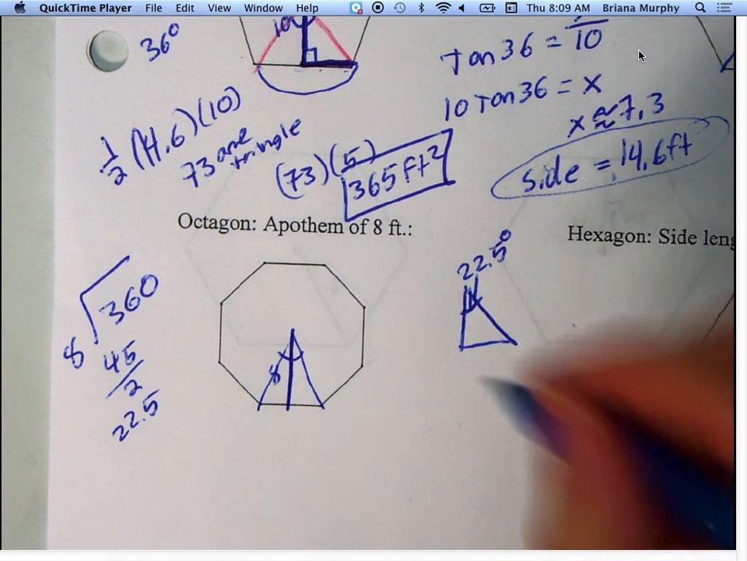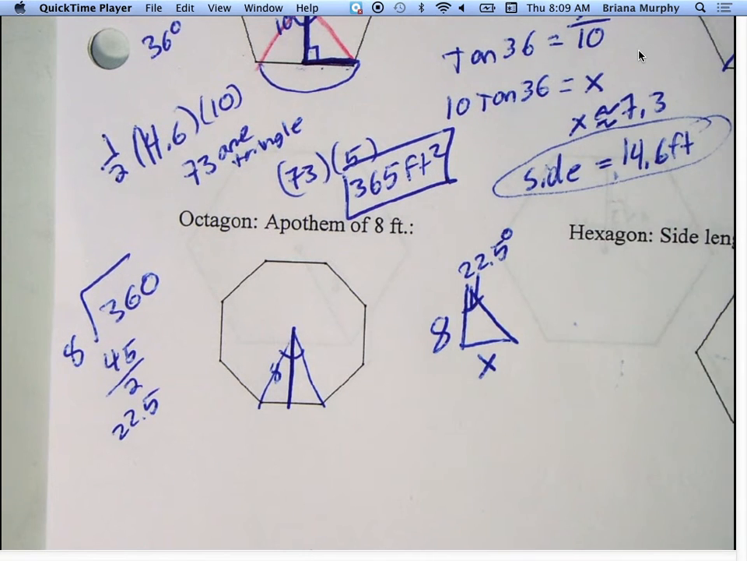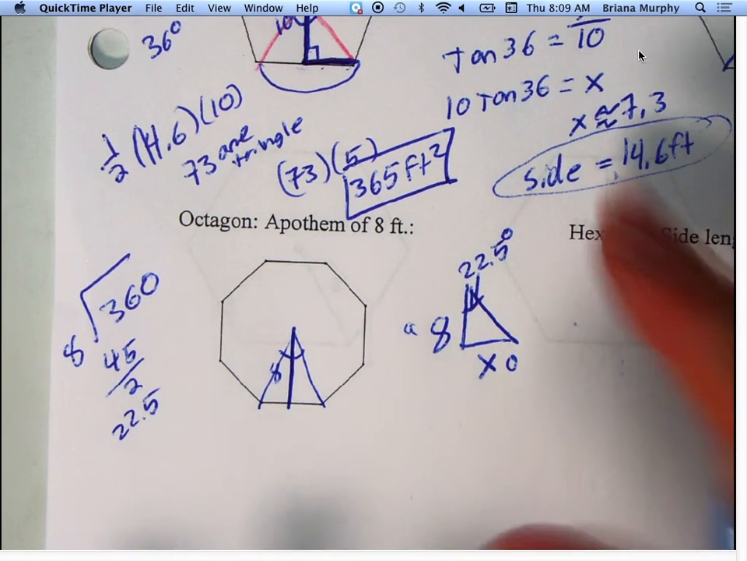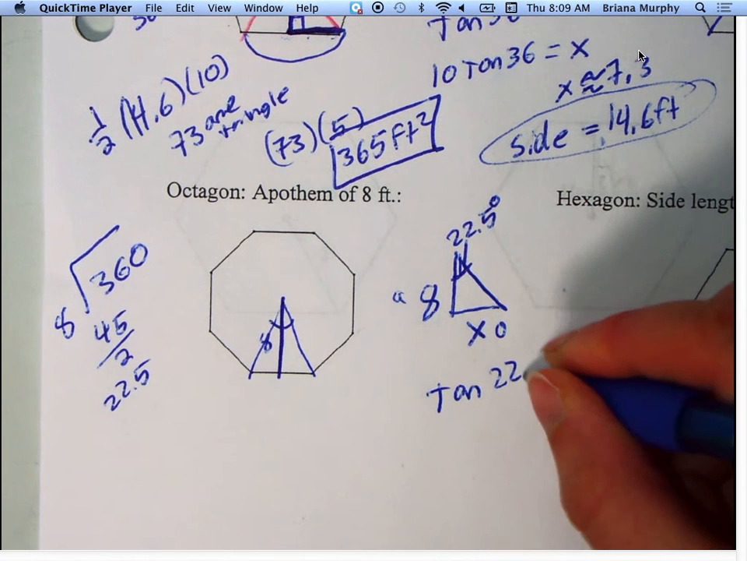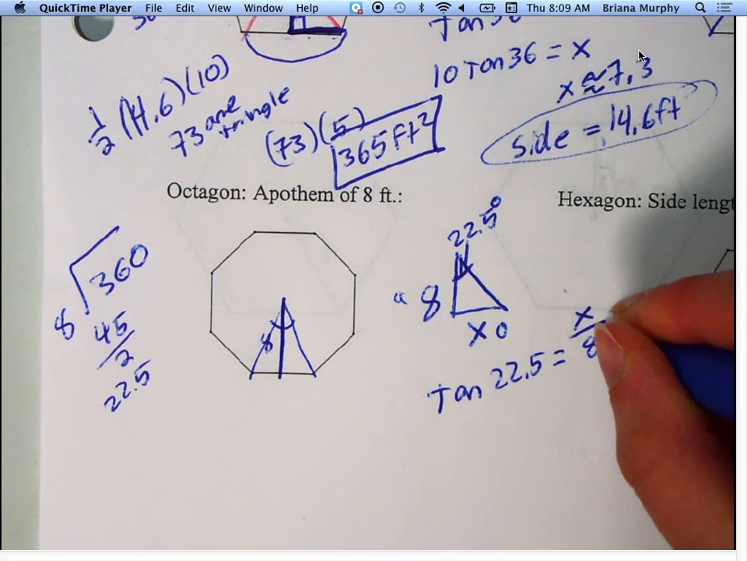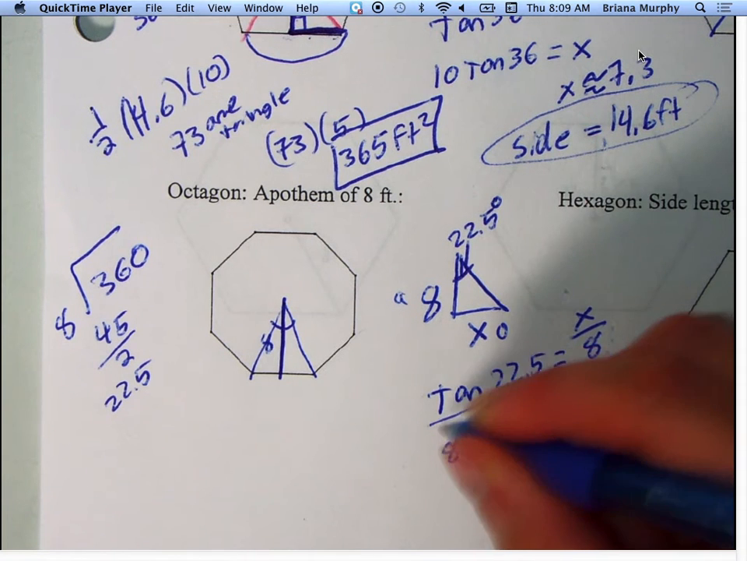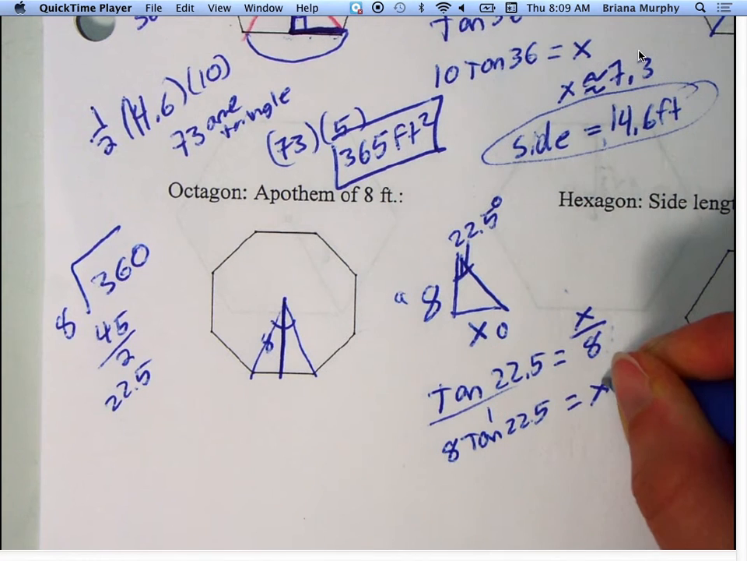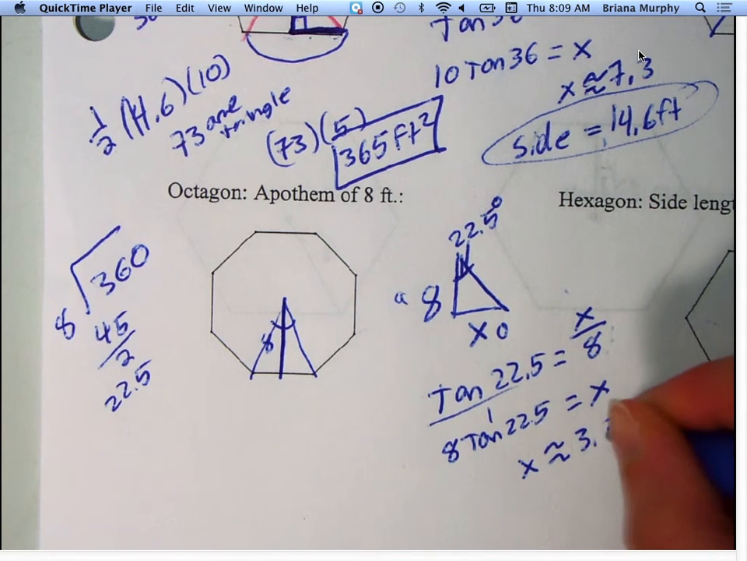Okay, my apothem is 8. I need to find this length here at the bottom. So again, this is my adjacent, this is my opposite, so I'm going to use tangent. Tangent of 22.5 equals opposite x over adjacent 8. I'm going to multiply the 8 by both sides, cross multiplying. I put it in my calculator and I get x is approximately 3.31.